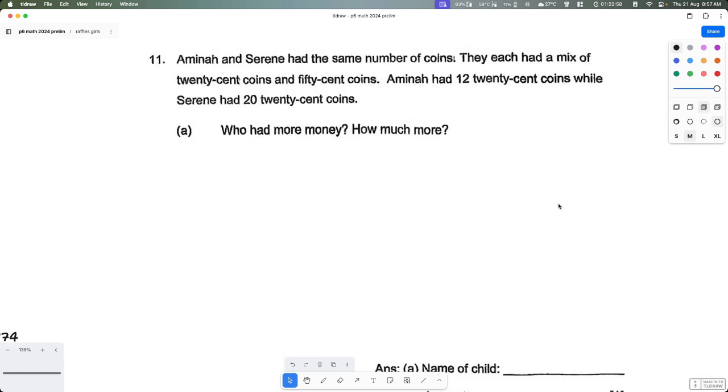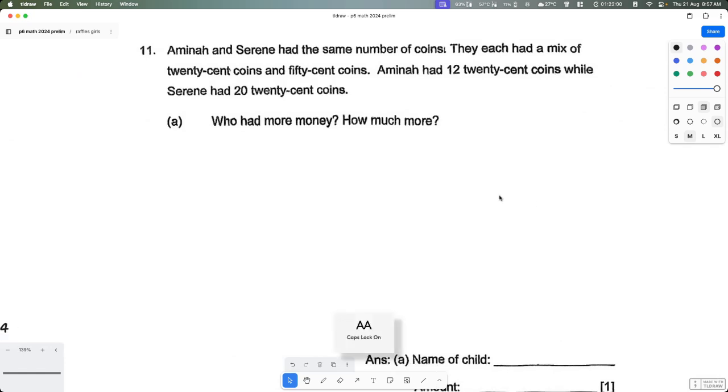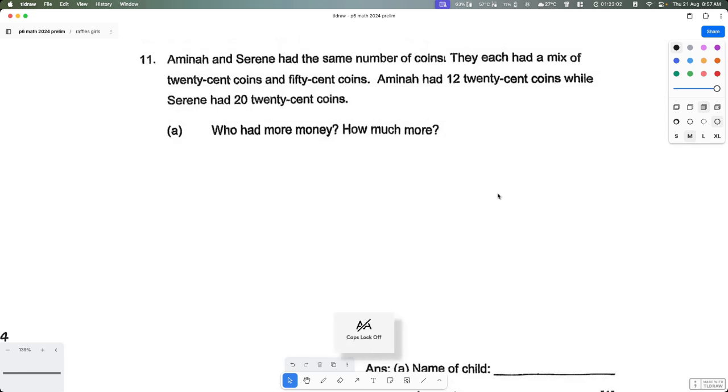Right, so question 11. Amina and Serene had the same number of coins. They each had a mix of 20 cent and 50 cent coins. Amina had 12 20 cent coins, while Serene had 20 cent coins. Who had more money and how much more? Both of them have the same number of coins.